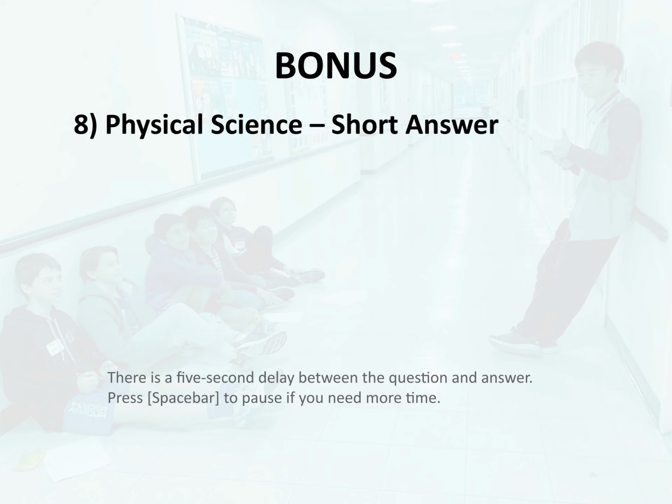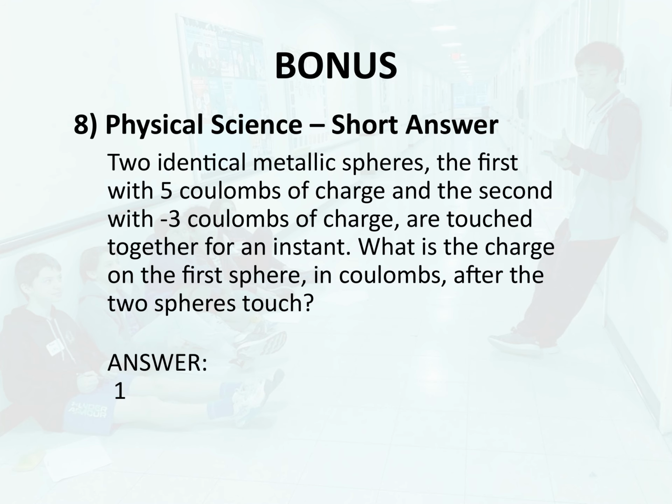Bonus 8. Physical science, short answer. Two identical metallic spheres, the first with 5 coulombs of charge and the second with -3 coulombs of charge, are touched together for an instant. What is the charge on the first sphere, in coulombs, after the two spheres touch? Answer: 1.